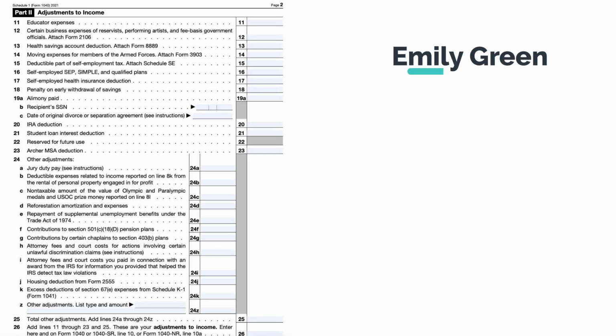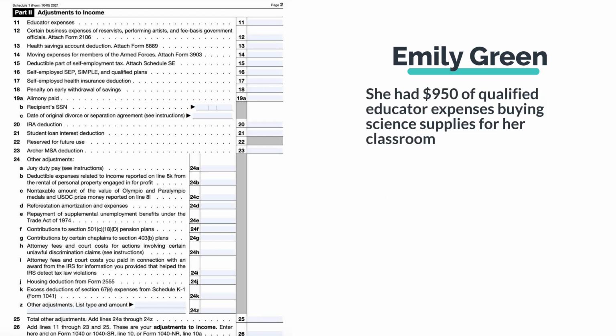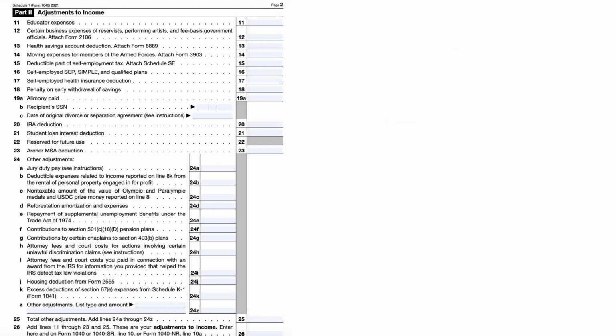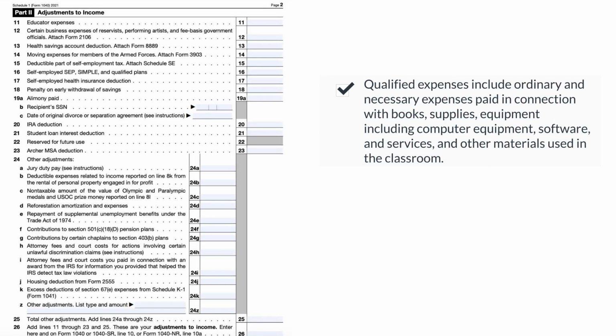We will again be looking at the taxpayer Emily Green. Emily had $950 of qualified educator expenses. Qualified educator expenses include ordinary and necessary expenses paid in connection with books, supplies, equipment, including computer equipment, software, services, and other materials used in the classroom.